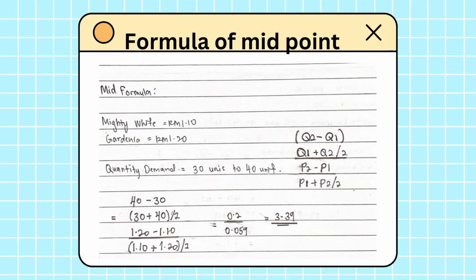3.67. For the midpoint method, for example, 40 minus 30 divided by 30 plus 40 divided by 2, over 1 ringgit 20 cent minus 1 ringgit 10 cent divided by 1 ringgit 10 cent plus 1 ringgit 20 cent divided by 2. The total of the midpoint method is 3.39.